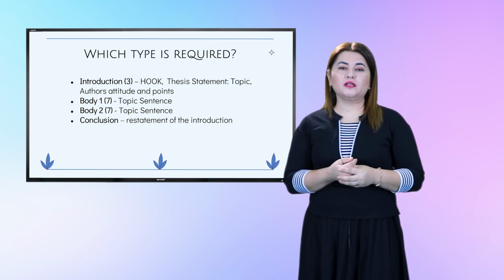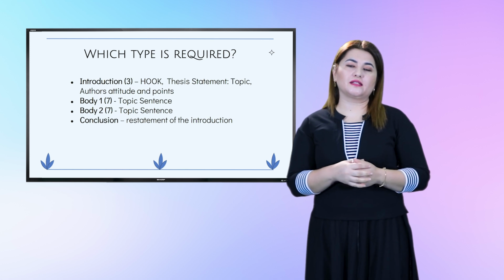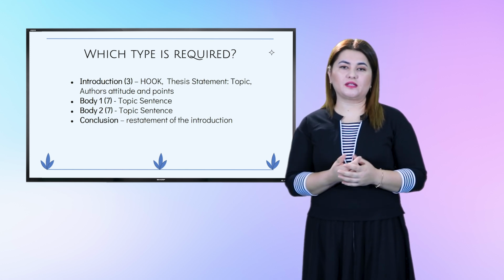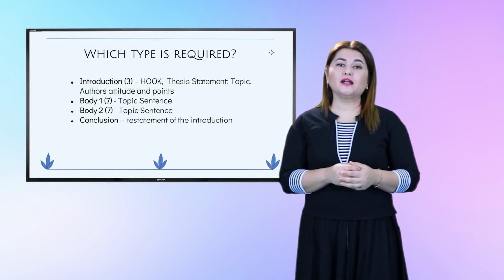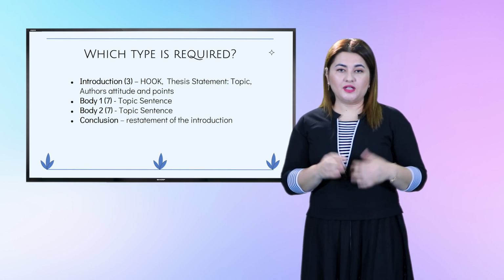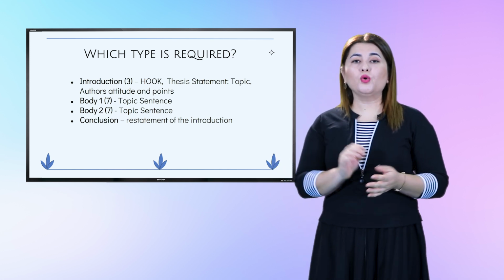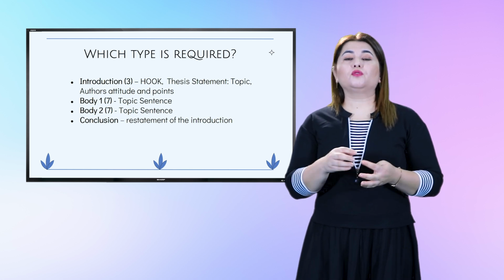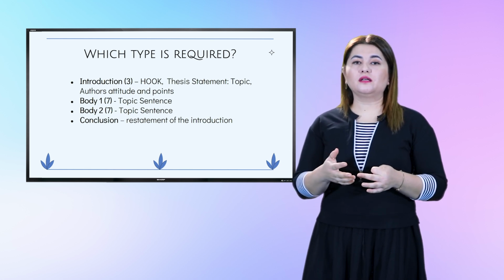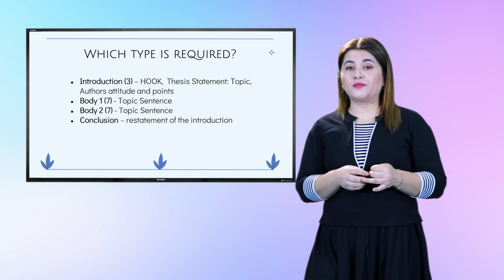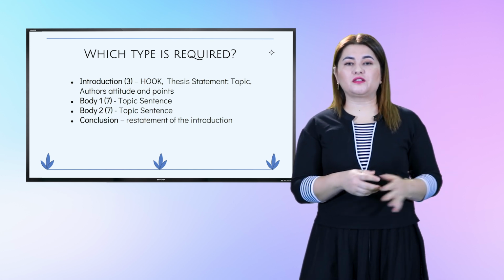So, if you're writing an essay and the topic is, let's say, your favorite fruit, you would start your essay with a hook. The hook could be a question, could be a statement from someone, or it could be a quote that somebody said in history.